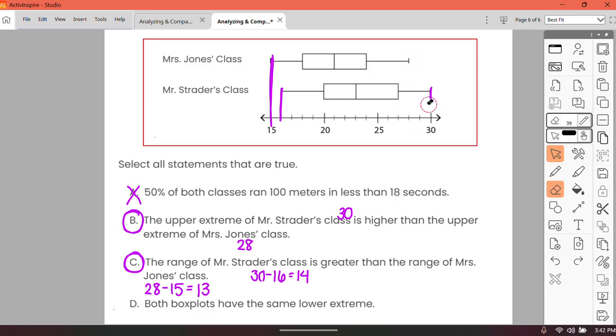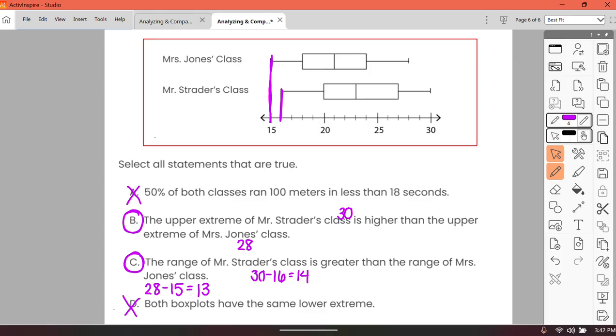That leaves me with one last one. Let's see if this one is true. Both box plots have the same lower extreme. Well, the lower extreme for Jones is 15, and the lower extreme for Strader is 16. So that one is false.